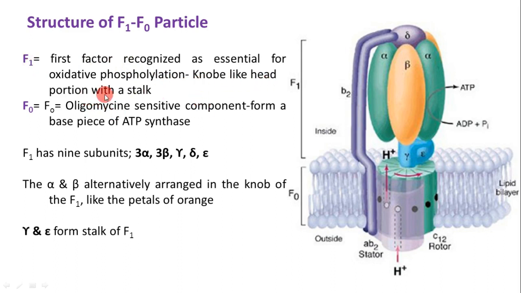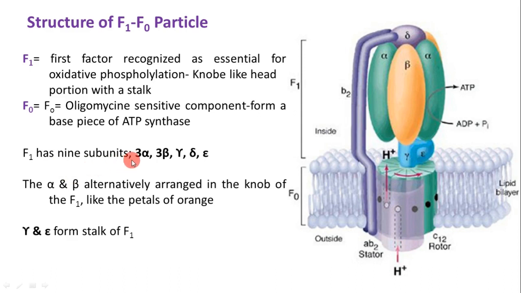It is a knob-like head portion with a stalk. Here in this picture you can see, this part comprises the F1 part, a knob-like bulged structure with many subunits. Then the F0 particle is also said to be the oligomycin sensitive component. The F0 is called F0 because the O represents oligomycin. So this oligomycin sensitive component, the F0 particle, forms the base piece of the ATP synthase. Here in the inner mitochondrial membrane, the F0 particle is embedded, and this F0 particle is a rotor-like, cylindrical structure, which is connected with the F1 particle through a stalk.